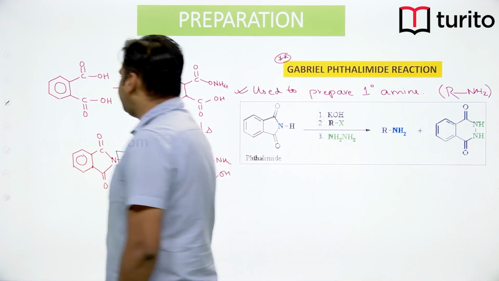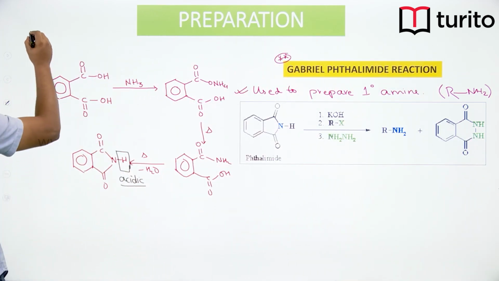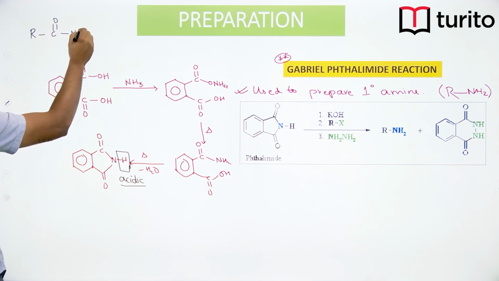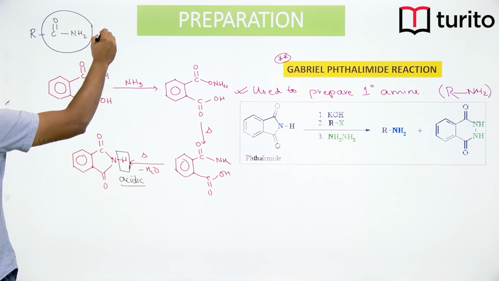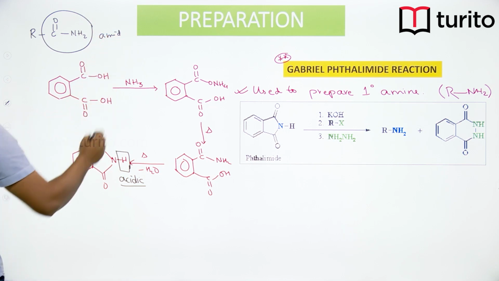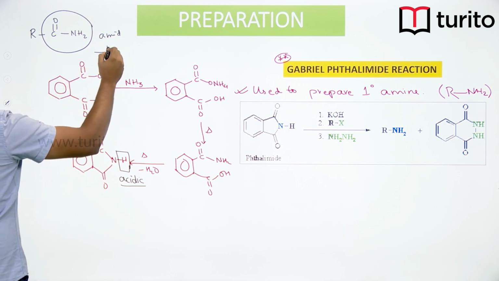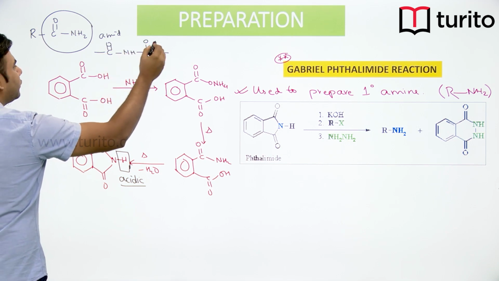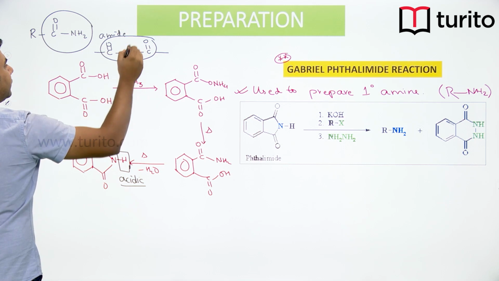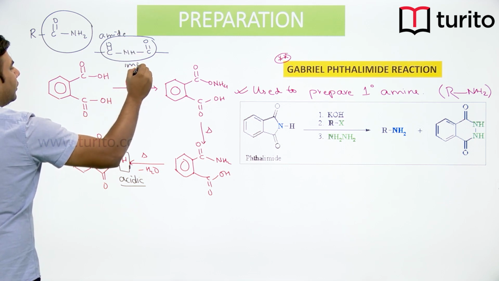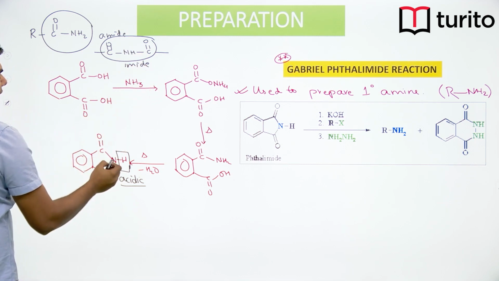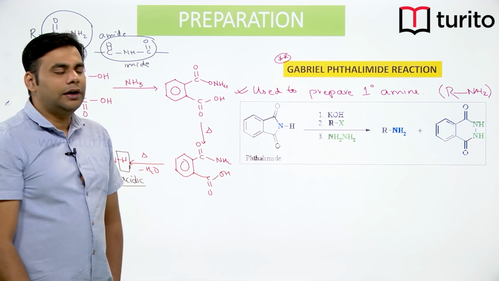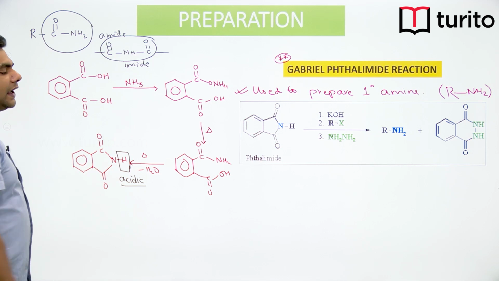Just remember the nomenclature. RC double bond O NH2, this group is called an amide. C double bond O NH C double bond O, this group is called an imide. If you look at this molecule, this is NH C double bond O, C double bond O. So this is an imide functional group. That is why this name comes as phthalimide.